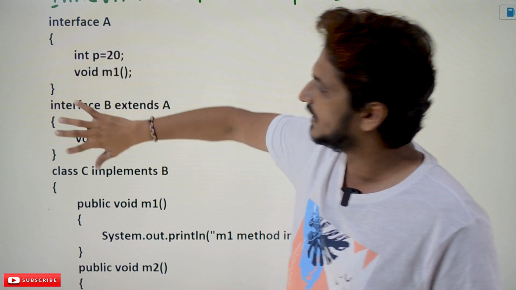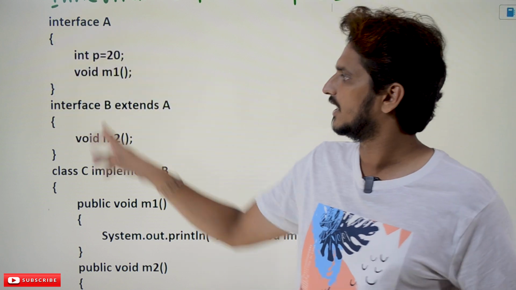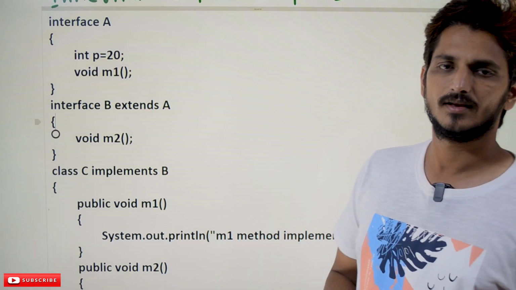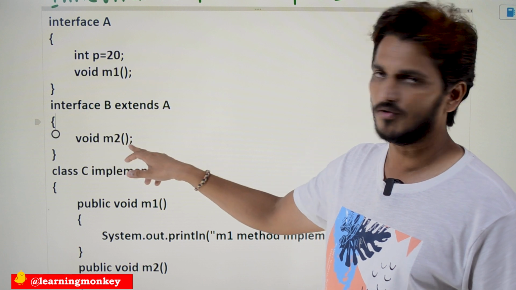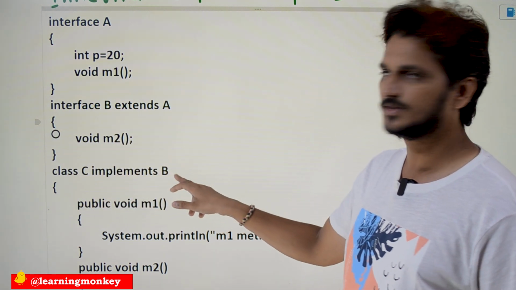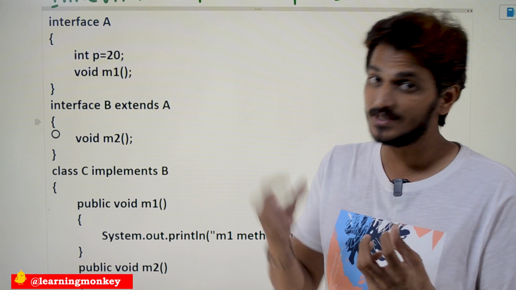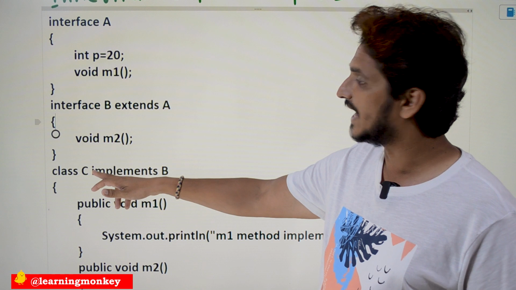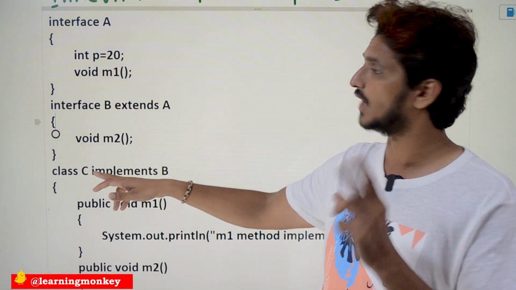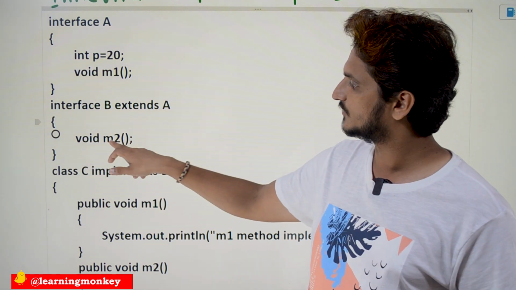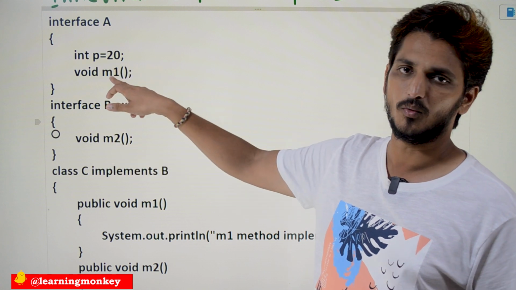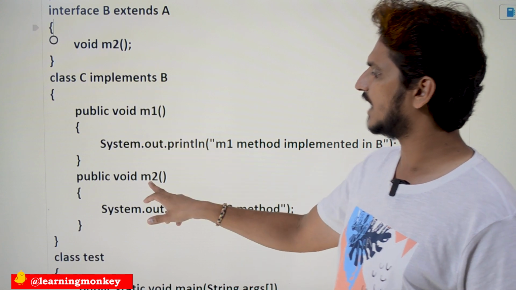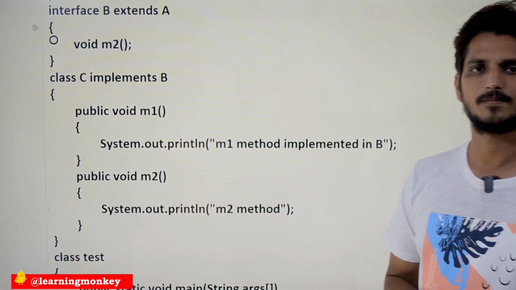Yes, this interface can be inherited. Interface B extends A. Yes, void m2(). Now class C implements B. Whenever class C implements B, it takes the properties of B. Now class C has to define two methods, because two abstract methods are available here. One is m2 from here, one is from above. So class C should definitely implement the m1 method and the m2 method.